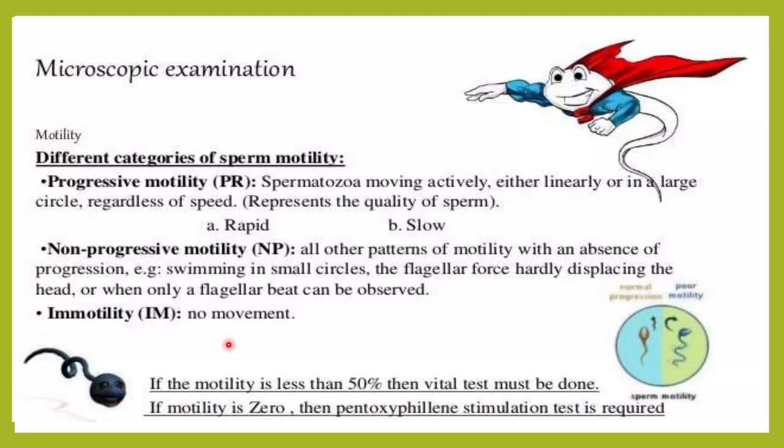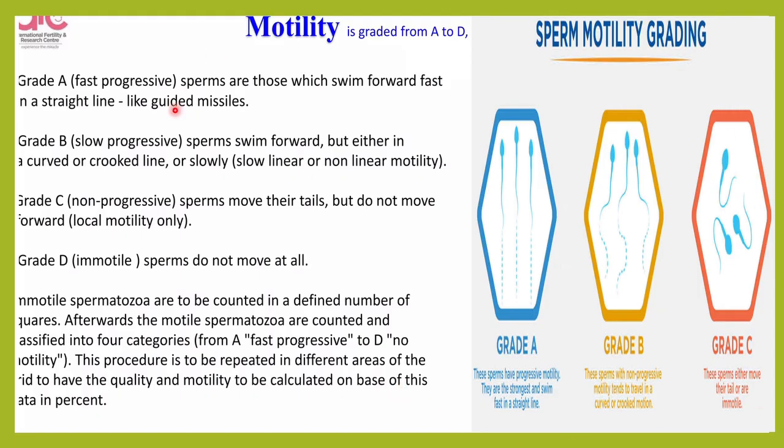So if the motility comes to less than 50%, then we will have to do other tests like the sperm vitality test, etc. Suppose the motility is 0, then we might have to do the pentoxifylline stimulation test. Sometimes we also tell it as grade A, grade B, grade C, grade D. Grade A is nothing but the fast progressive sperms. Grade B is the slowly progressive sperms. Grade C is the non-progressive sperms, and grade D are the immotile sperms.